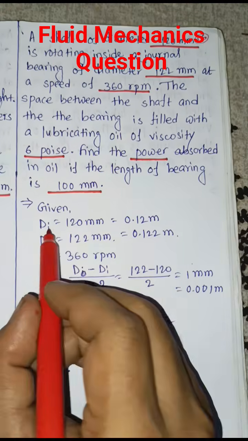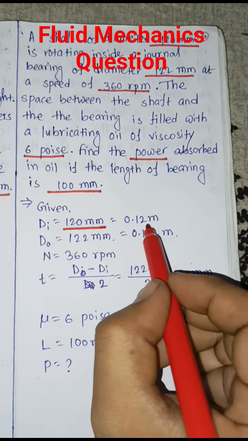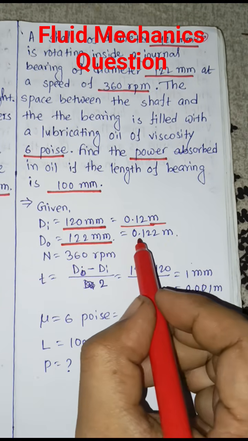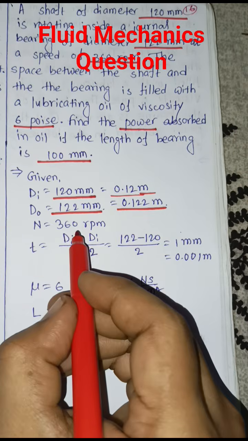So what is given in this question? The inside diameter, that is 120 mm, that is equal to 0.12 meter. Outer diameter, that is 122 mm, that is equal to 0.122 meter. Speed, that is 360 rpm, is given.